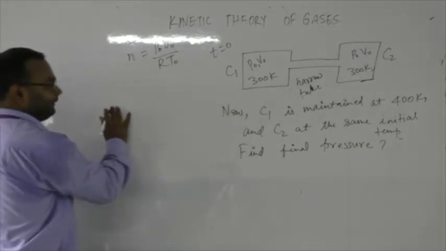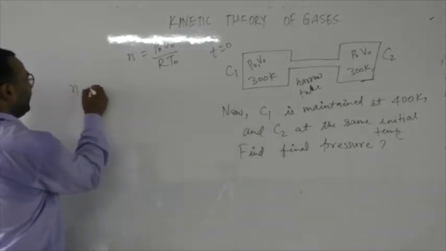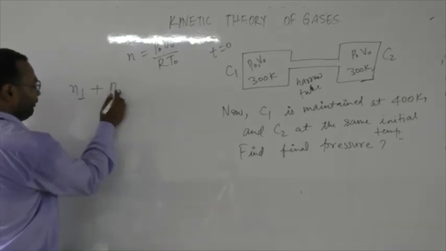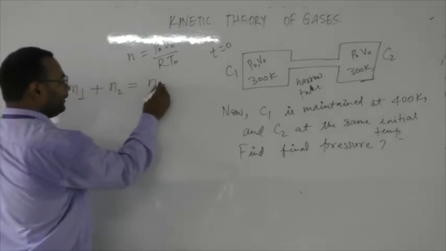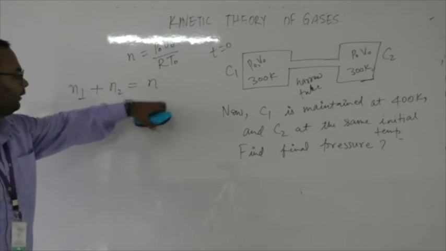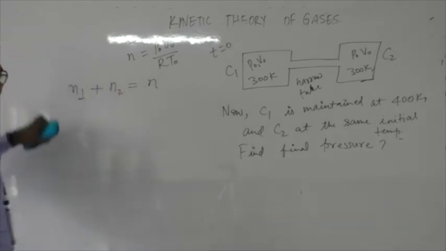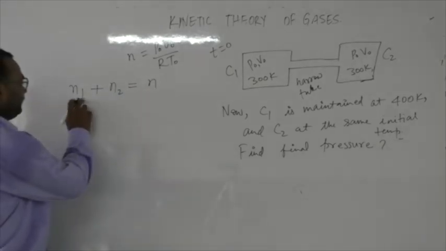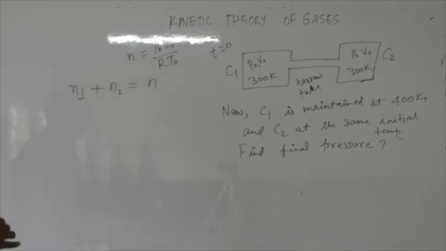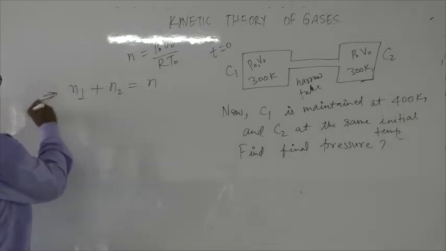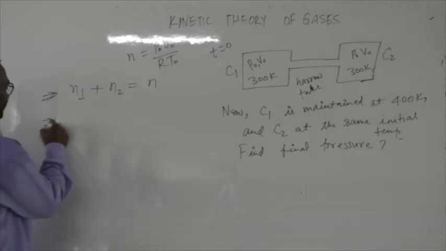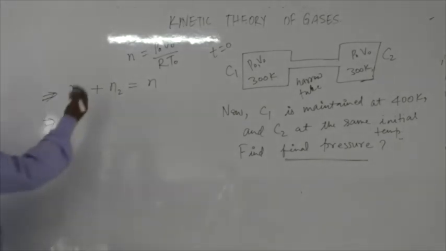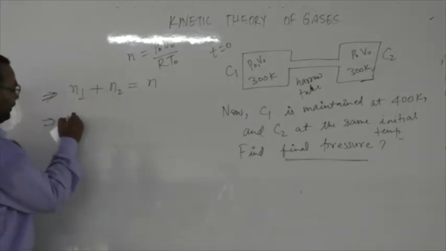Say after some time t, when it is heated, the number of moles are n1 in the first container and n2 in the second container. But you know that moles cannot escape from the containers, so n1 plus n2 will be n. Okay, right? That means there will be no flow of moles out of the containers, so the number of moles will be conserved, right? You have to find the final pressure, and the final pressure also will be a common pressure.